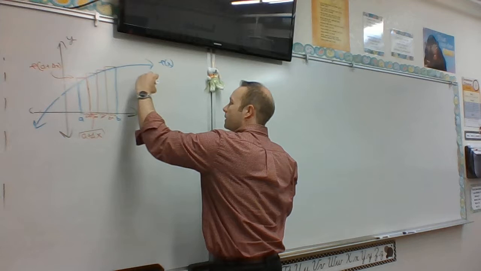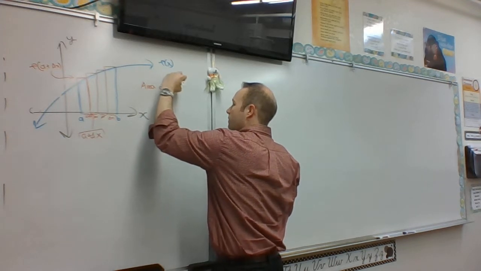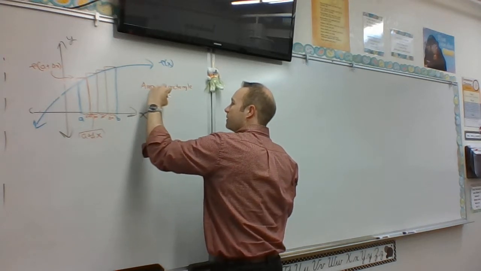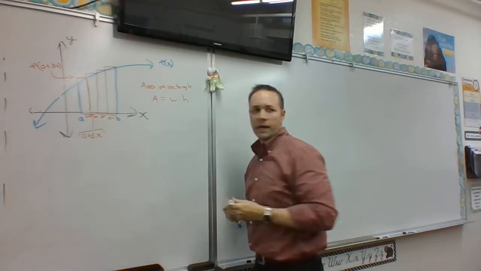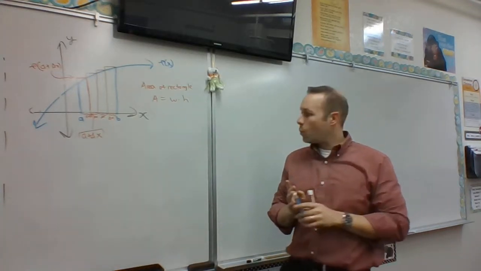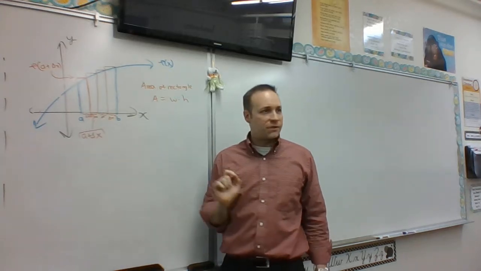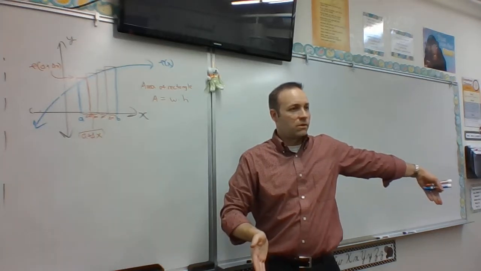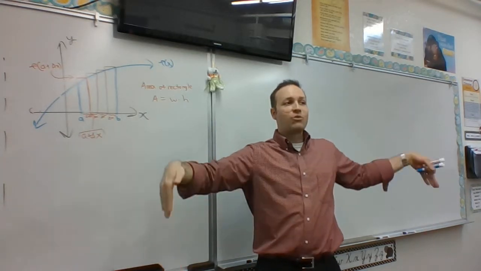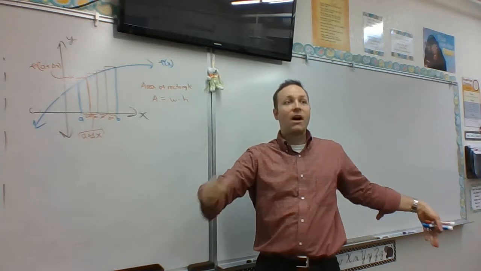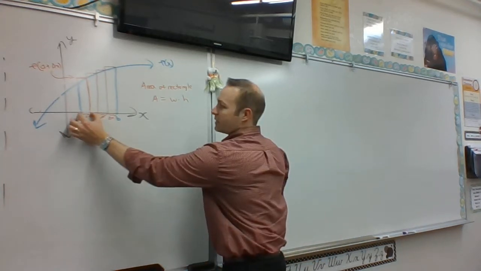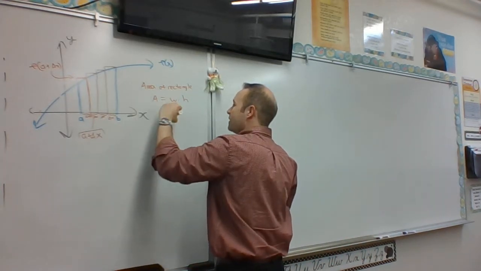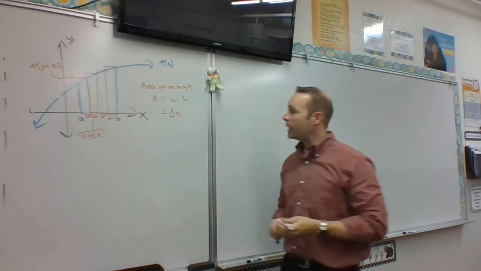So area of a rectangle. I did hear your answer, I'm going to come back to it in just a second. Area equals width times height. The a plus delta x is the ending x value. It's the x location of the end of the rectangle. So the actual width of the rectangle is delta x. How wide is that rectangle? Delta x. Good?